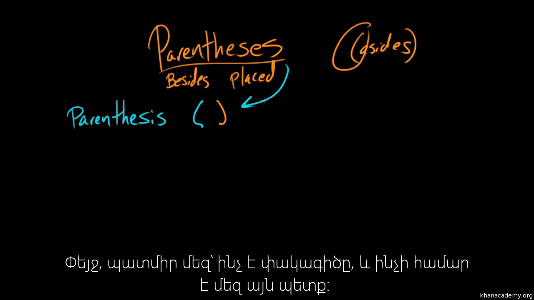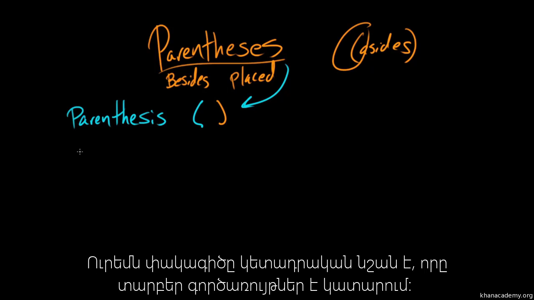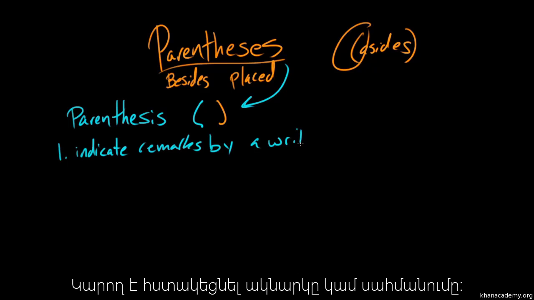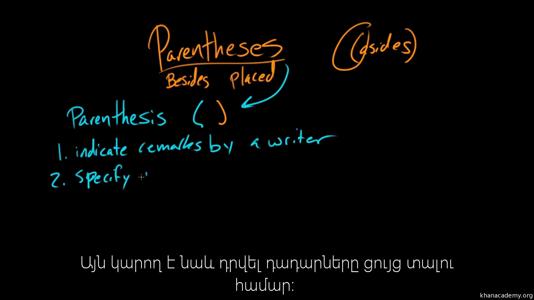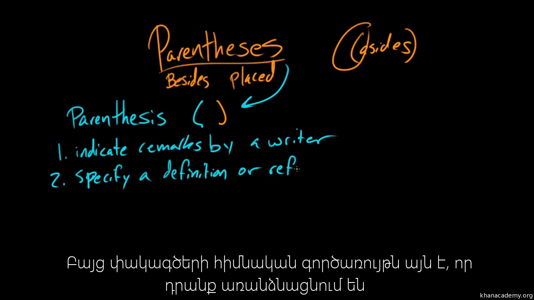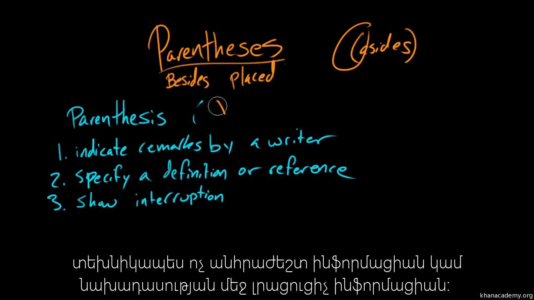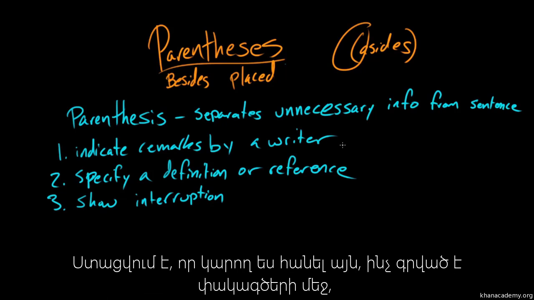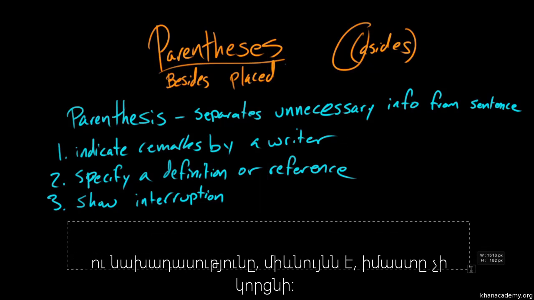So, Paige, what is a parenthesis and what does it do? So a parenthesis is a piece of punctuation that has a lot of different functions. It can indicate remarks by the writer of a text, or specify a definition or a reference. It can also show interruptions by an audience. But overall, the parenthesis separates a piece of technically unnecessary information, or what we called an aside, from the rest of a sentence. So it separates inessential information. Right. You can take out what's in the parentheses and the sentence will still make sense.